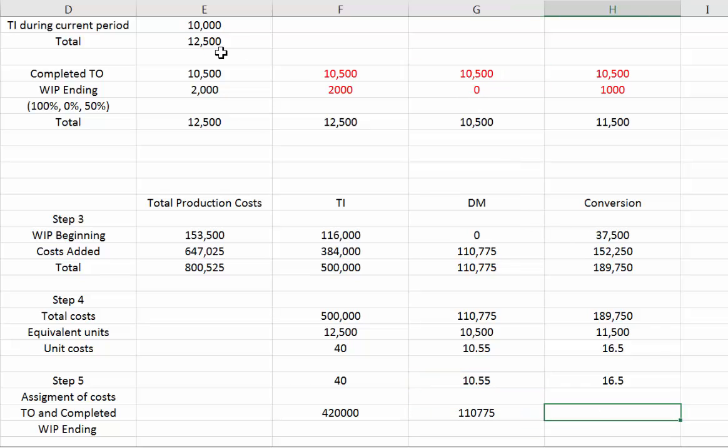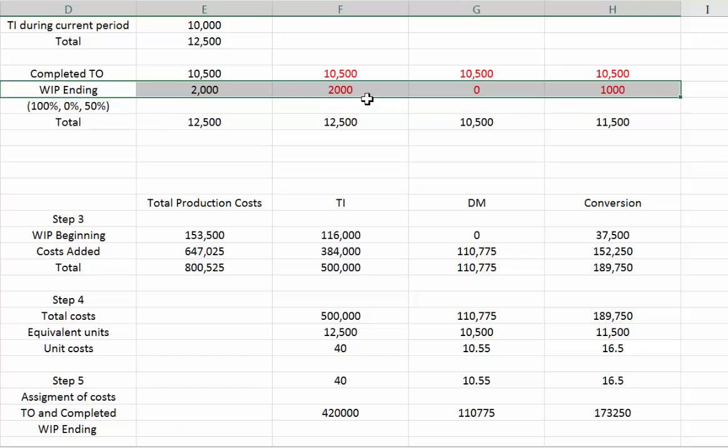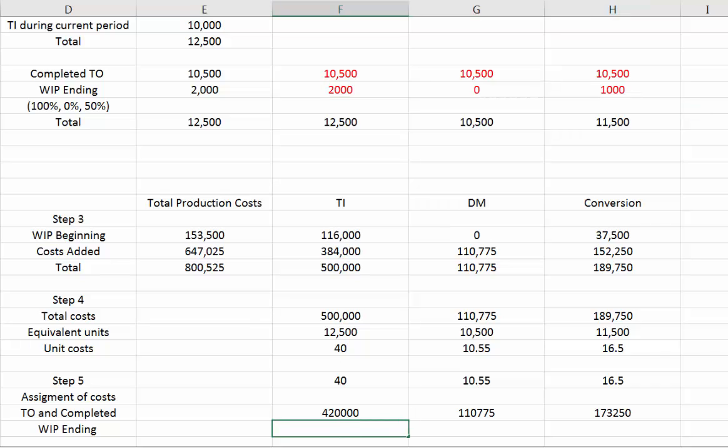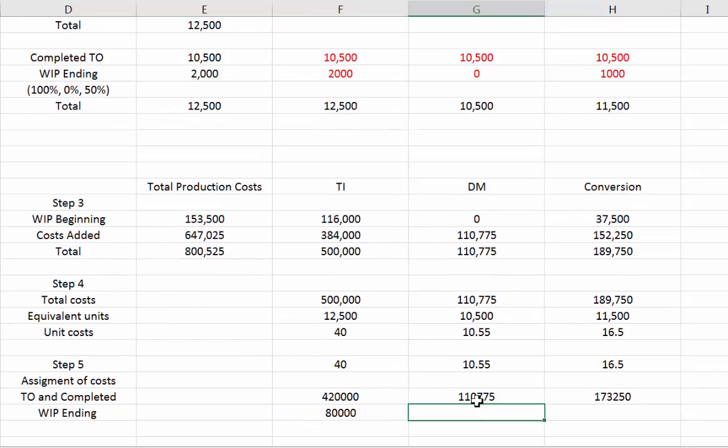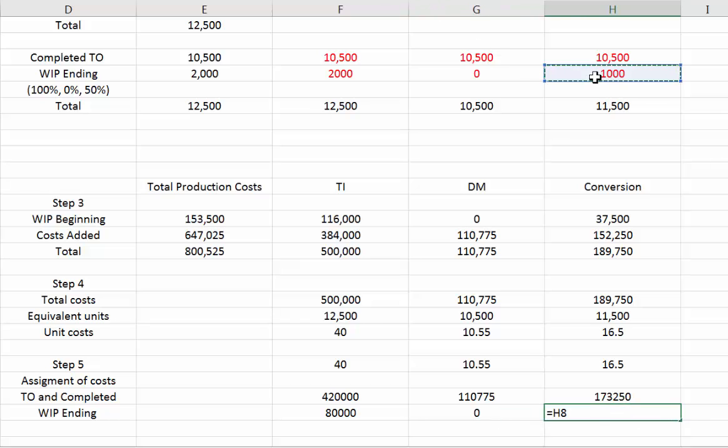Okay, so I guess you guys see my calculation clearly. So 16.5 times 10,500. Okay, so for the ending inventory, also you have the number of equivalent units. You also multiply each number by the unit cost. Okay, so you multiply unit cost by each number. All right, so these numbers, what do you need?